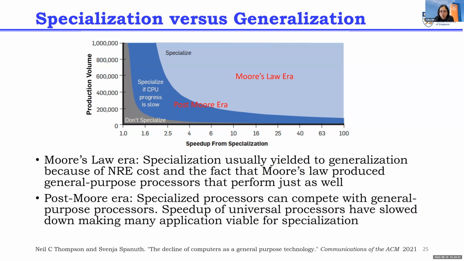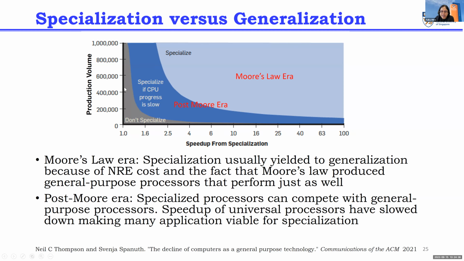So the performance is not going up. And moreover, energy has become such an important factor in our design. So now you have more applications that can benefit from specialization, because generalization is not doing so well. So applications will have more speedup from specialization, and we don't need such a high production volume to benefit from specialization. But you still have parts where you cannot specialize, because these applications either don't benefit much from specialization, or you need higher volume.